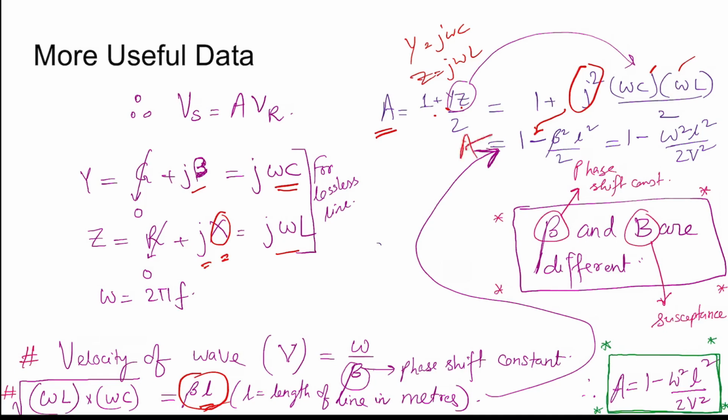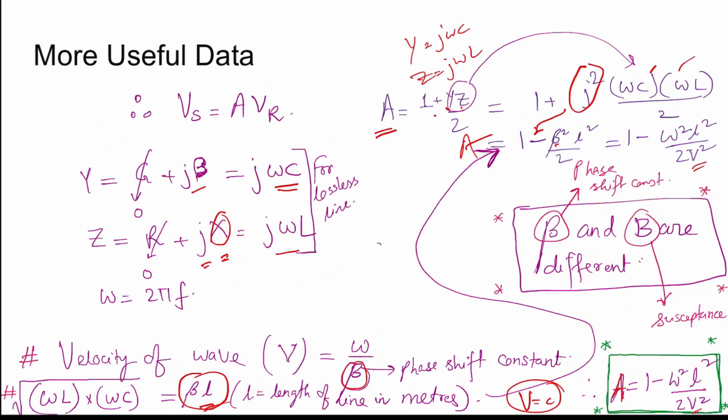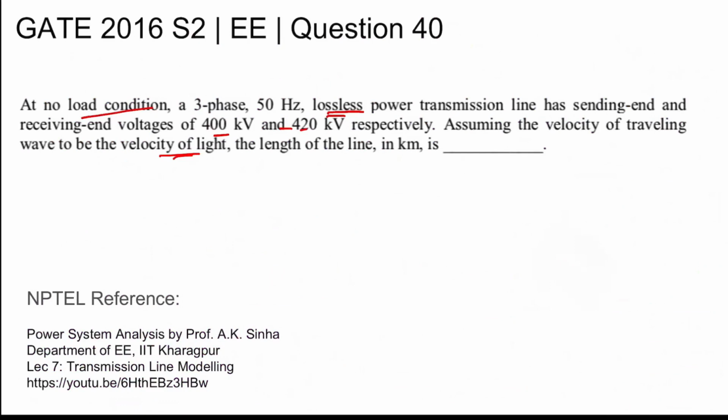of A. Now beta square L square by 2, so beta value from this is omega by V. So putting omega by V in place of beta is 1 minus omega square L square by 2 V square, where V is the velocity of wave. So the value of A in terms of length of the transmission line is 1 minus omega square L square by 2 V square. V is the velocity of the wave, which is velocity of light, as is given in the question. Now one thing to note is this formula gives the length of the line in terms of meters, but in the question it is asked in kilometers, so we need to do the conversion accordingly.